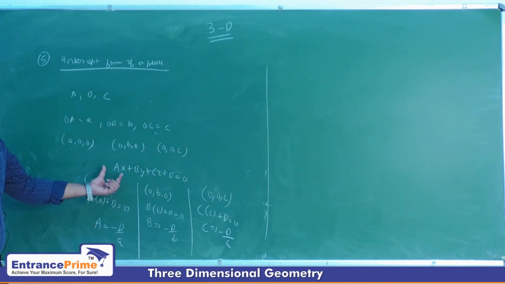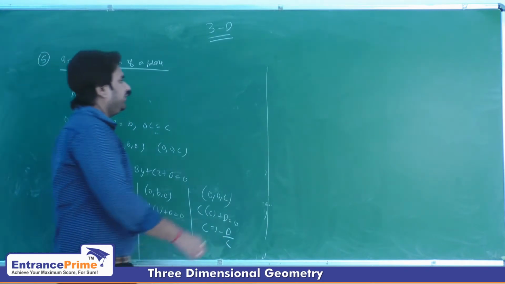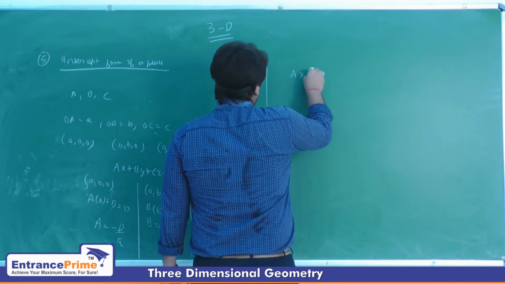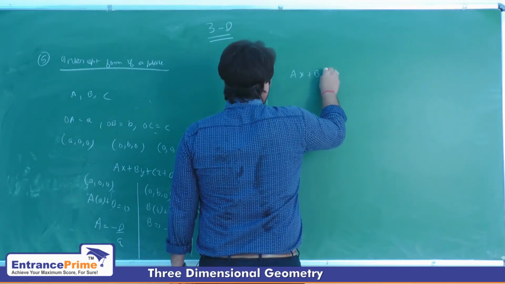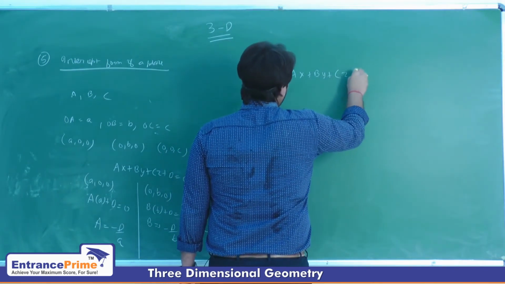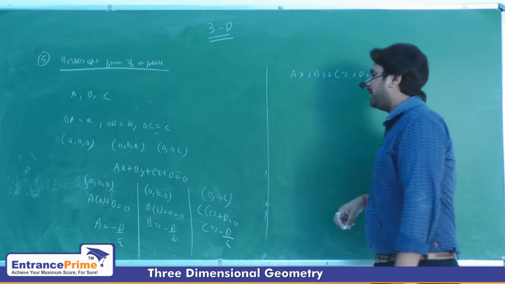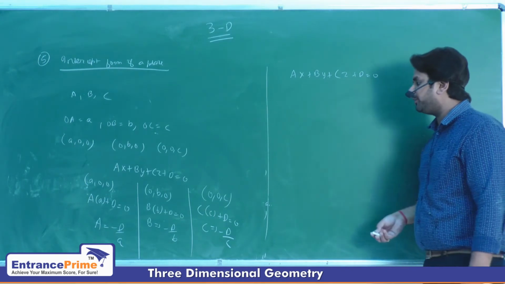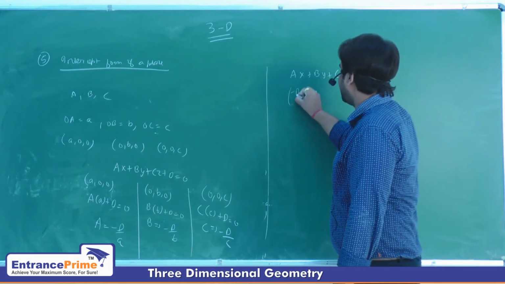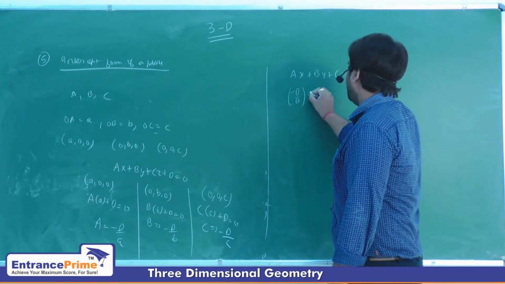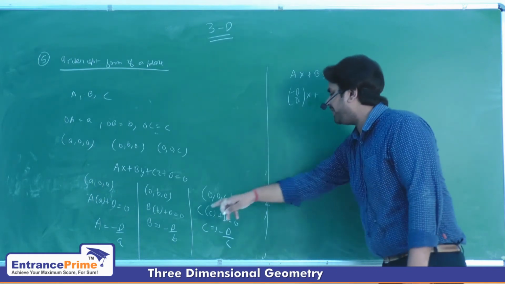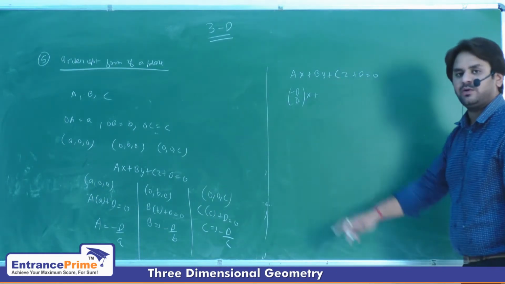Okay, where will we substitute these values? In the plane. So what will it become? The plane equation is Ax plus By plus capital Cz plus D is equal to 0. So what is the value of A which we are getting by putting the point a, 0, 0? It is minus D divided by small a into x, plus what is the value of B which we are getting by putting the point 0, b, 0?